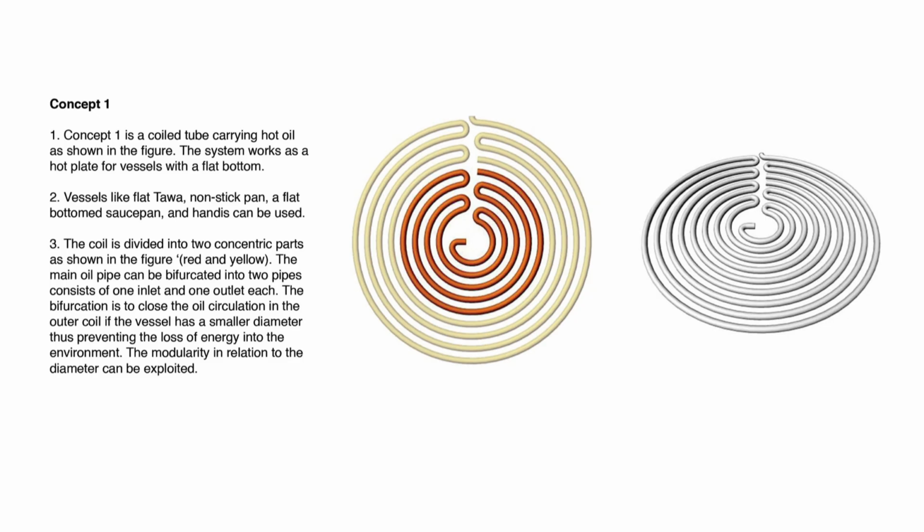Then the basic thought was put into the design of the copper coil. Concept one for the coil was that there will be two connections. When using a larger vessel, you can just use these interior coils, and the oil will only flow in this part. With a bigger vessel, the whole thing can work. The idea behind this was that we have to decrease the heat loss and increase the efficiency, so the part which is not being used should not come in contact with the vessel, and vice versa.